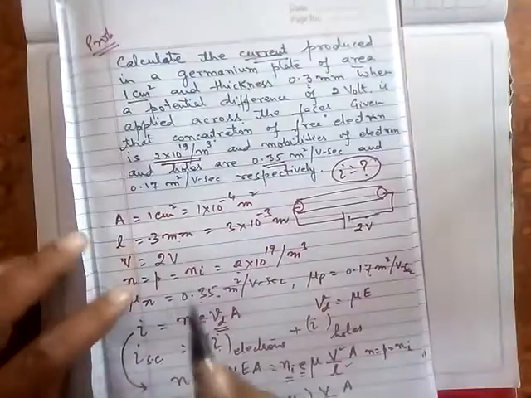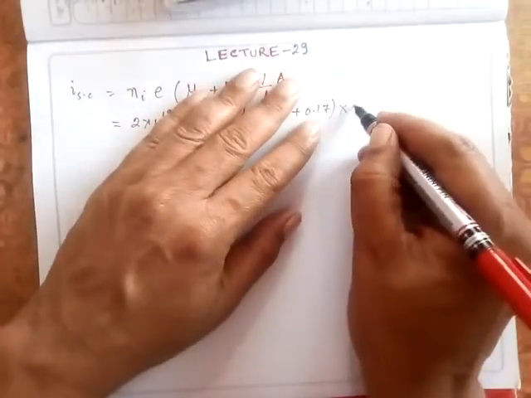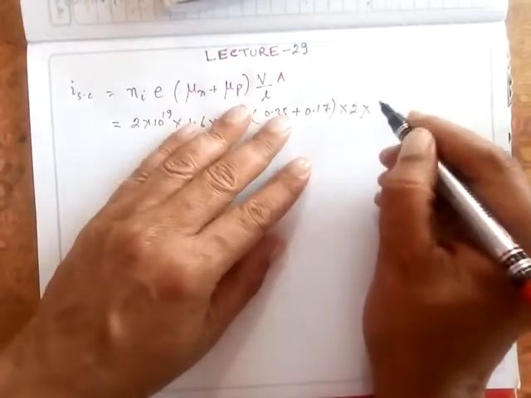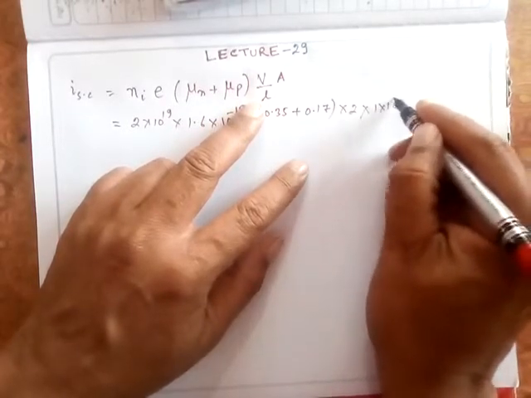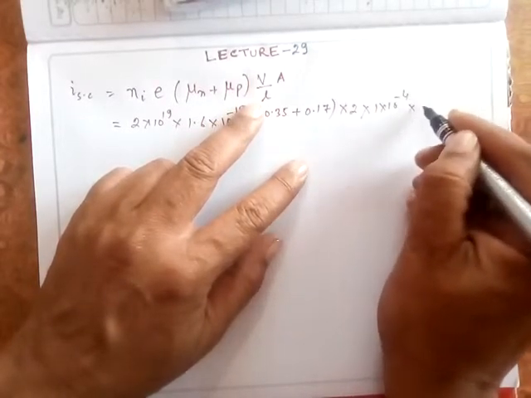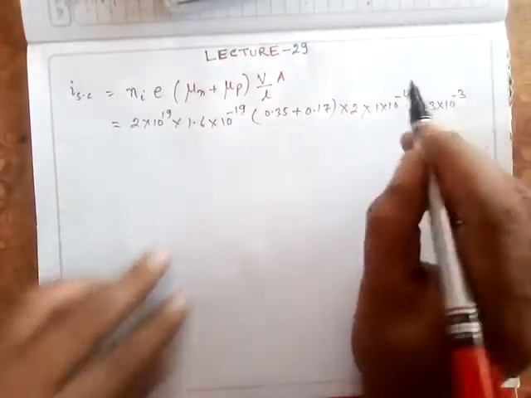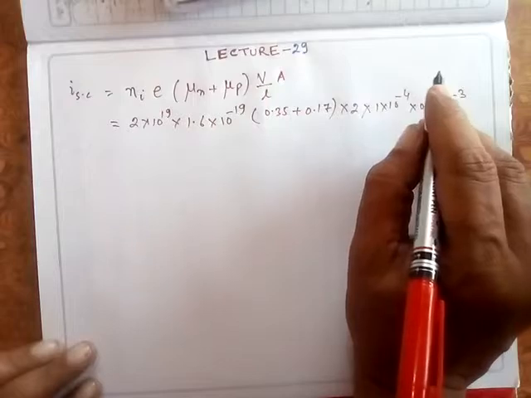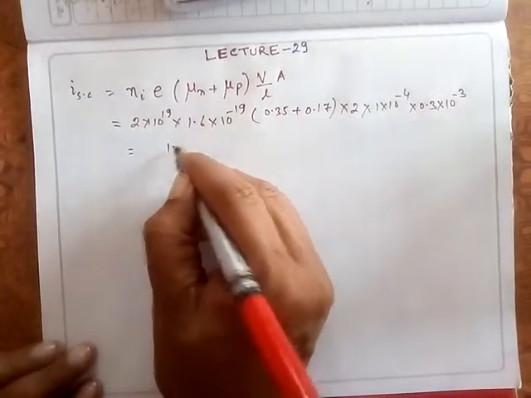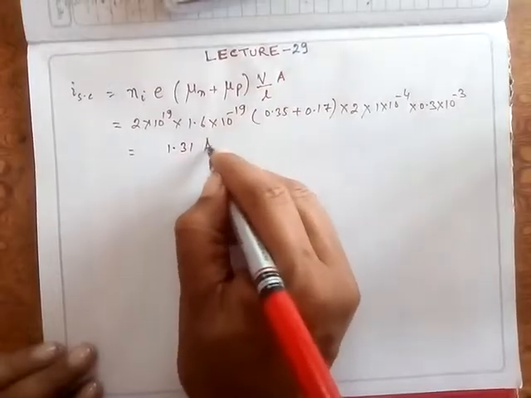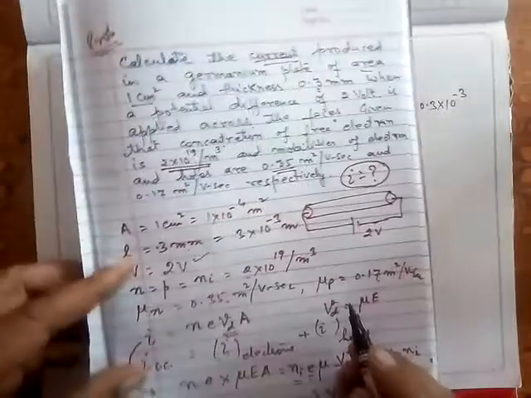Capital V, the applied voltage, is 2 volt. I substitute this value: 2 into cross-sectional area, which is 1 into 10 to the power minus 4, and the length of this is 0.3 into 10 to the power minus 3. If I solve this, I have done the calculation, but I want you to cross check it. It is approximately equal to 1.31 ampere. So I hope that this problem is clear to you.